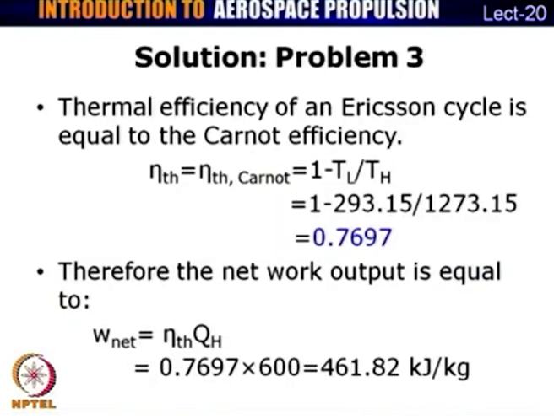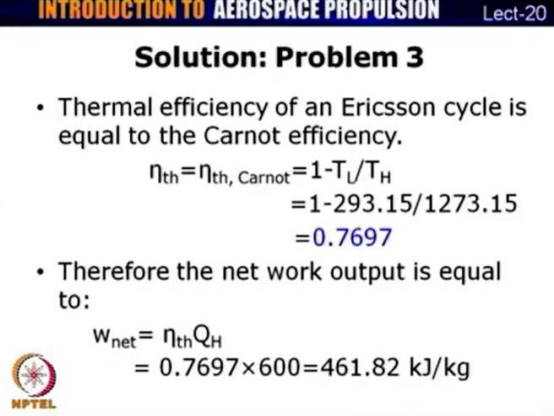And to calculate the thermal efficiency of an Ericsson cycle, we know that it will be equal to the thermal efficiency of a Carnot cycle. Therefore, the thermal efficiency is equal to the Carnot cycle efficiency, which is related to the minimum and maximum temperatures of the cycle. That is, thermal efficiency is 1 minus TL by TH, and since the heat rejection and heat addition temperatures are known, we can calculate the thermal efficiency for an Ericsson cycle, which will be equal to the efficiency of a Carnot cycle operating between the same temperature limits.